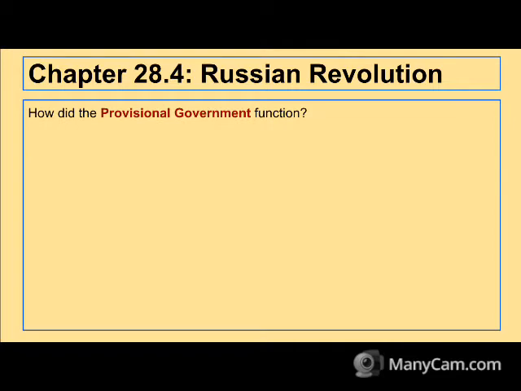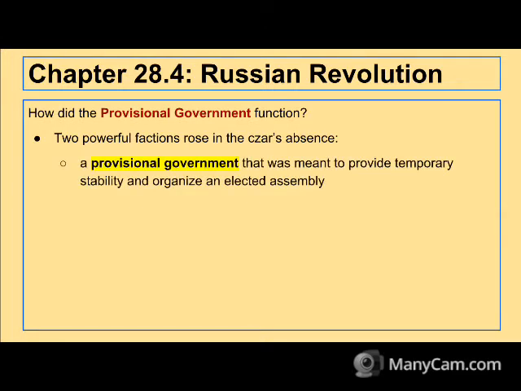The Tsar's rule was replaced by a provisional government. It was supposed to be a temporary government, just in power long enough to organize elections. So two powerful factions sort of stepped up after the Tsar relinquished his rule of Russia. The provisional government itself was sort of a Republican government. They meant to elect a Republican assembly. They were pursuing a modern democracy, as much of Western Europe had. They were just intended to provide some temporary stability while they organized the elections.